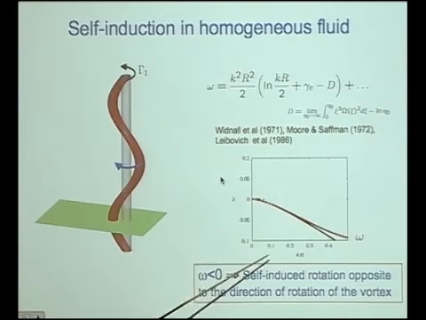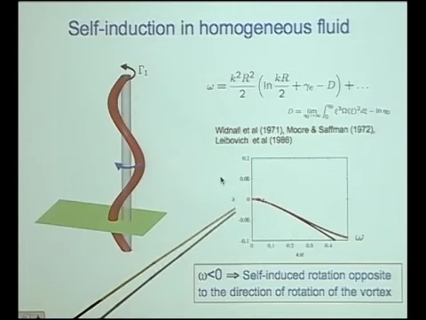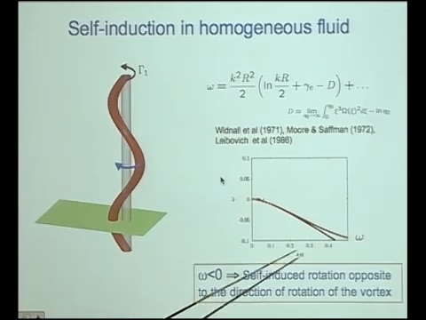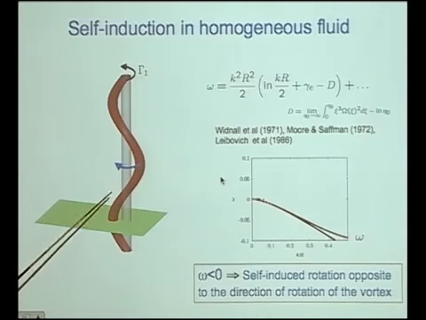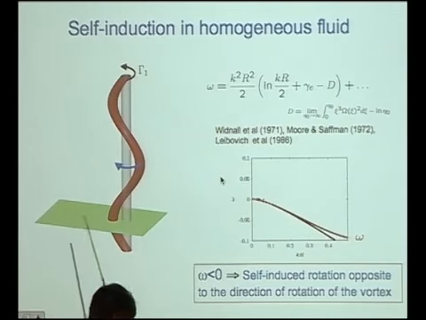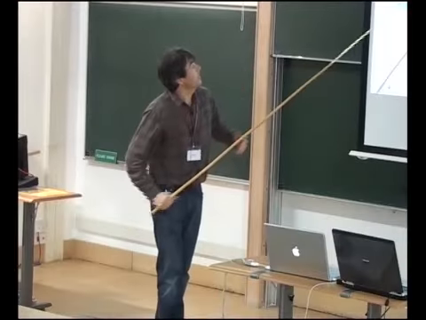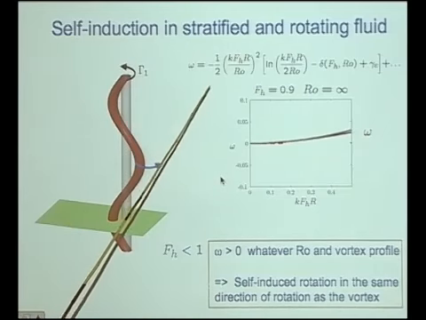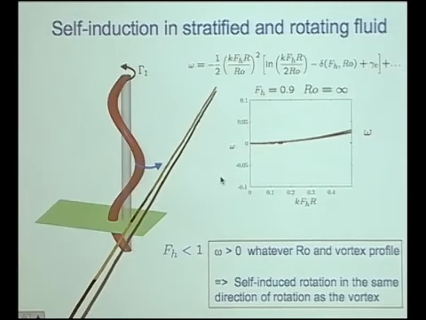And here I recall to you the self-induction in homogeneous fluid. So this is the self-induction for a small wave number. This has been obtained by a matched asymptotic expansion. And here you have the self-induction as a function of the wave number. What is striking here is that the self-induction is always negative. So this means that the bending deformation rotates in the opposite direction to the basic rotation of the vortex. And this can also be obtained from the Biot-Savart law.